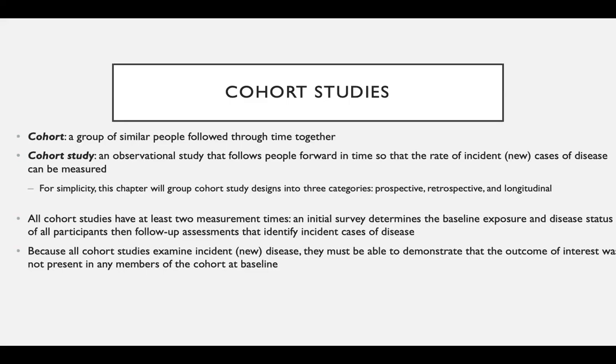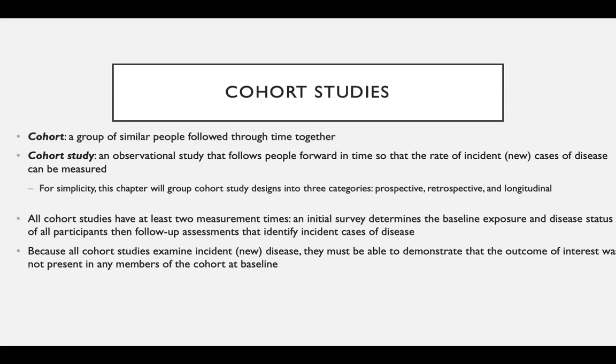All cohort studies, regardless, have at least two time-based measurements: the initial one at baseline, and then the follow-up, right? How are they at the beginning? How are they at the end? And maybe we do follow-up checkings in between the two as well. But the idea here is that we're just following people through time, and we are seeing who gets the disease or the outcome of interest and who does not.